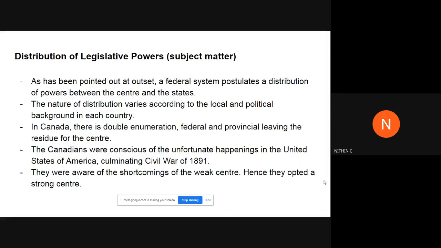Then distribution of legislative powers, subject matter. A federal system postulates a distribution of powers between center and states. Federal system, it's actually the distribution of powers between center and states. The nature of distribution varies according to the local and political background in each country.